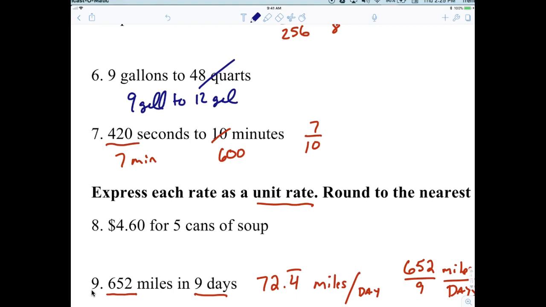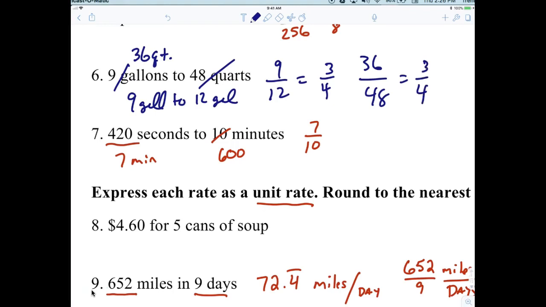So if I write that, that would be 9 over 12, which would be the same as what? 3 to 4. Now, what if I said, instead of 12 gallons, I want to change 9 gallons to what? If I want to change that to 36 quarts, I now can write the fraction 36 over 48. What do you think that is? 3/4. Same thing. 3/4.